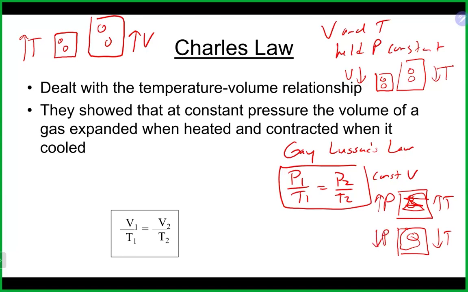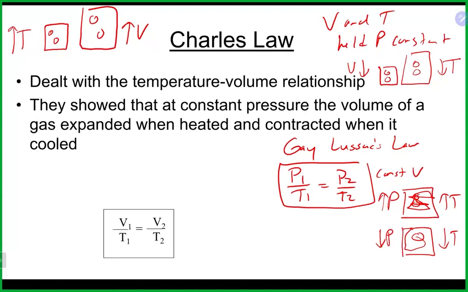So these are two laws which are kind of related to each other. In Gay-Lussac's law, the volume is fixed, and if you change the temperature, you will affect the pressure. And in Charles' law, the volume actually adjusts to keep the pressure constant. Any questions on that there?